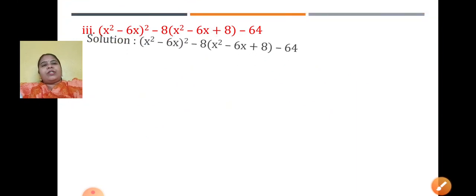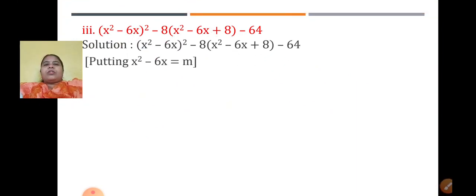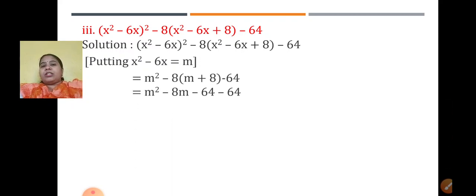So let us give a substitution. Substitution for x square minus 6x, that I will substitute as m. So we'll get it as m square. As I have told you, this part is m, so that is to be written in bracket, plus 8. Next step is to open the bracket. Minus 8 into m is minus 8m. Minus into plus is minus, 8 8s are 64.